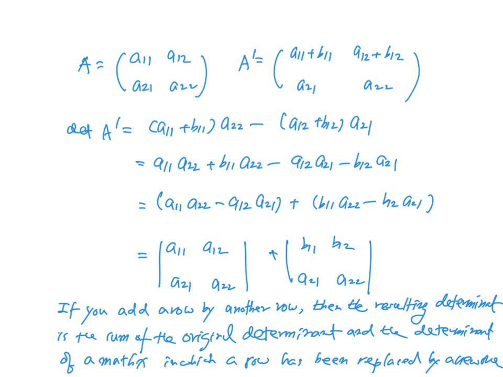So let's do some practice with this knowledge. So how many properties? Property 5. So these are the most important properties of determinant, and then we are going to utilize it as an example.